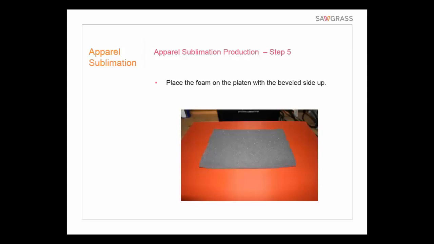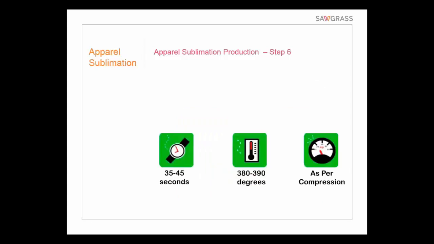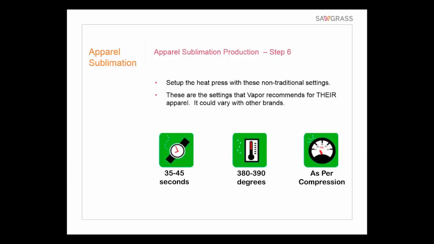Now I'm going to build a sandwich, okay? So I'm going to place the foam on the lower platen, with the beveled side up. At this point too, I might go ahead and make my settings. Now this is where it gets very non-traditional, okay? Because we're going to use 35 to 45 seconds, 380 to 390 degrees, and we're going to have a very, very, very light compression. I'm going to show you what that looks like.